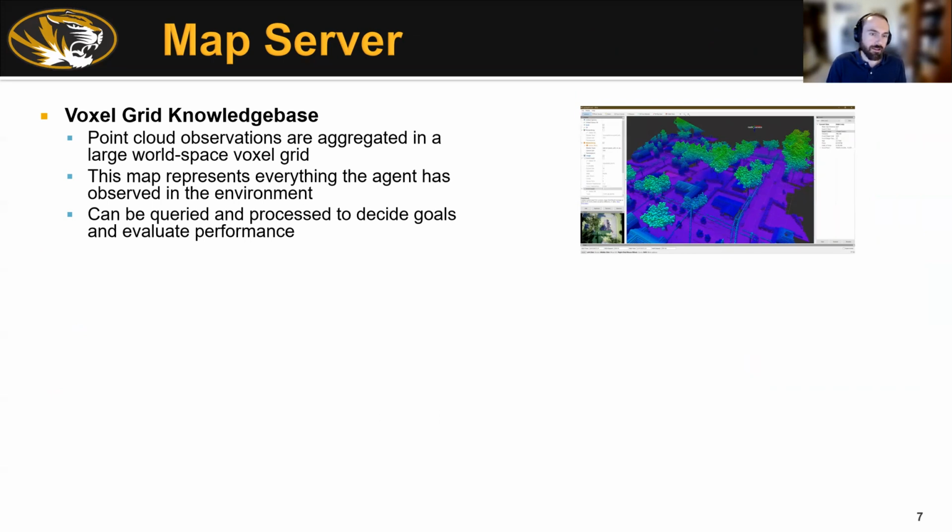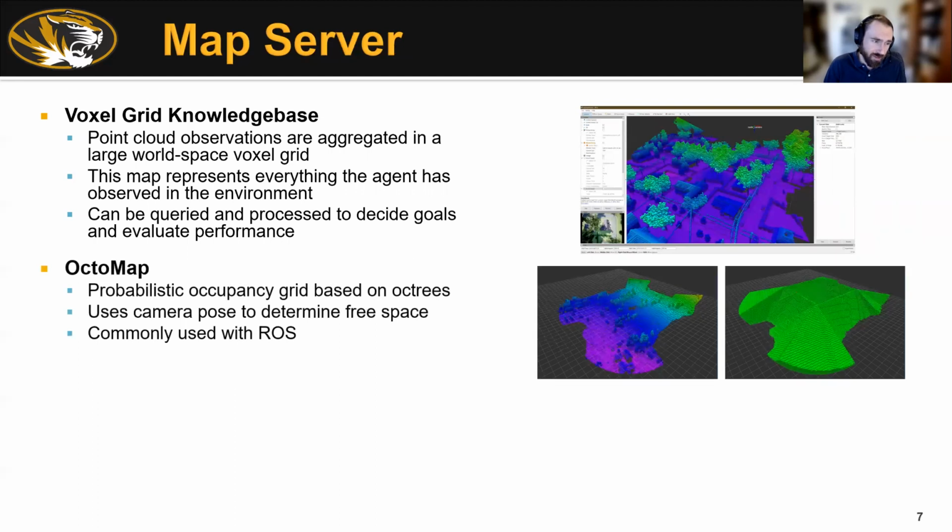And we can use that then to decide where we want to go and understand what the free space and the spatial understanding of that scene actually looks like. So one tool that we can use is Octomap. Octomap is a probabilistic occupancy grid that uses octrees. It's part of ROS.